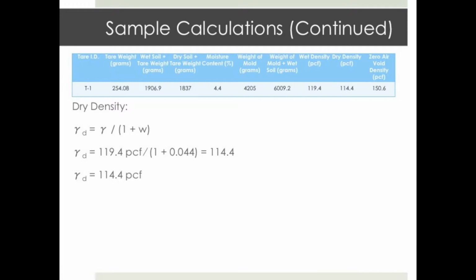The wet density is not a good indicator of the relative density of the soil, for wet densities can be high along with very high moisture contents. Once a high wet density is divided by 1 plus a high water content, the dry density may not yield a high value relative to others. In our case, the dry density of the first point came to 114.4 pounds per cubic foot.